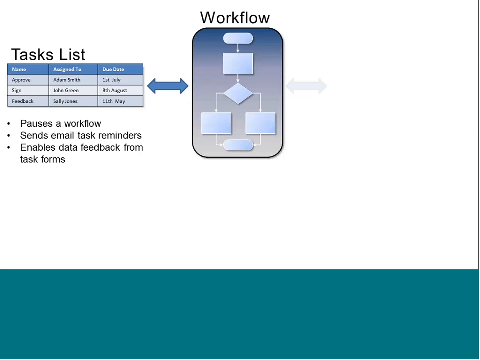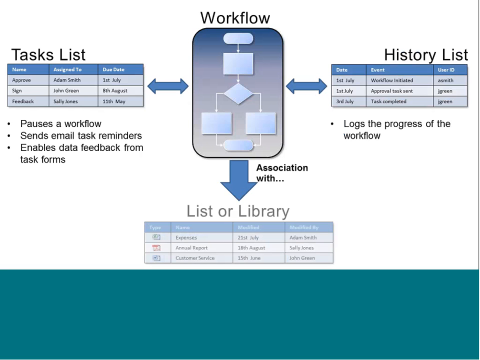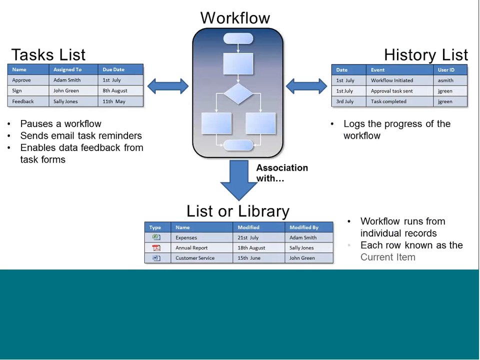On the other side of the spectrum is the history list. Now, in simple terms, the history list is a place to log the progress of the workflow, whether it started, whether it's completed, whether we're waiting for somebody to complete the task. Information is logged in that particular place. The workflow itself, as we've seen already, is attached to either a list or a library. Now, your list and library is where the workflow runs, and the workflow will run from one of the individual records in that list and library. And as far as the workflow itself is concerned, each row of data, in terms of where the workflow is running from, so if my workflow is running on this annual report column, which we hope you can see here, then that particular row, as far as the workflow is concerned, is known as the current item.